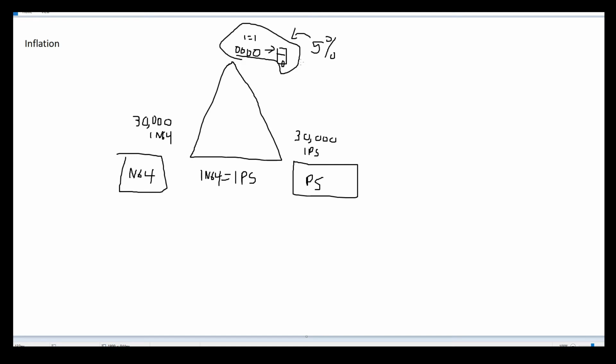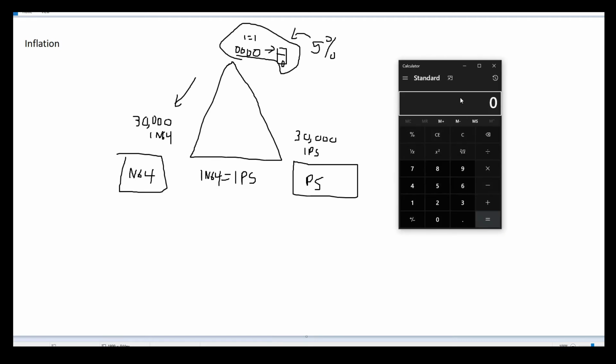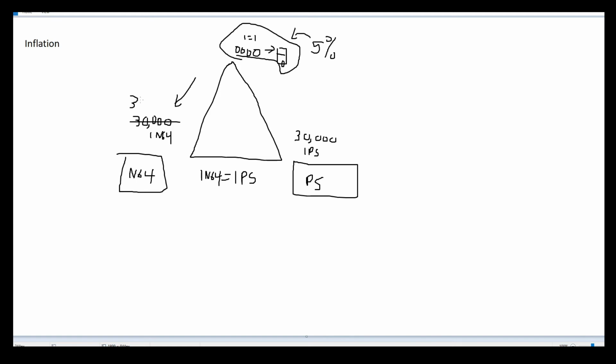But there's more coins, and because there's more coins and the scarcity isn't there, it's going to push the price up. How much is it going to push it up? 5%. So if we take our quick calculator and say 30,000 times 1.05, we're going to be at 31,500. So now this price every year is going to go up to 31,500, which means that this one will also go up to 31,500, because they're equal. So you can buy a PlayStation or an N64 for 31,500. They're equal, they're balanced out. This is how it works.